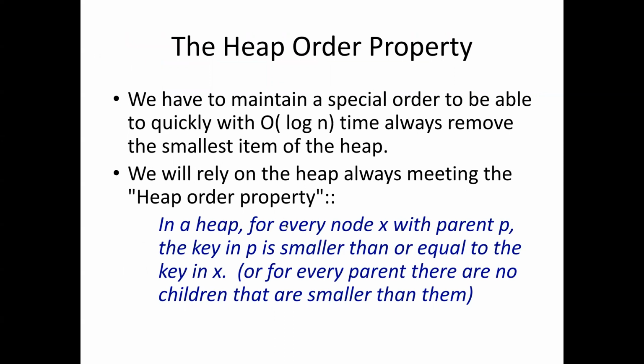For every node X and its parent P, how do you get the parent? X divided by 2, right? That's the index of parent P. The key value in the parent P is always smaller than or equal to the key in X. That's the minimum heap property.